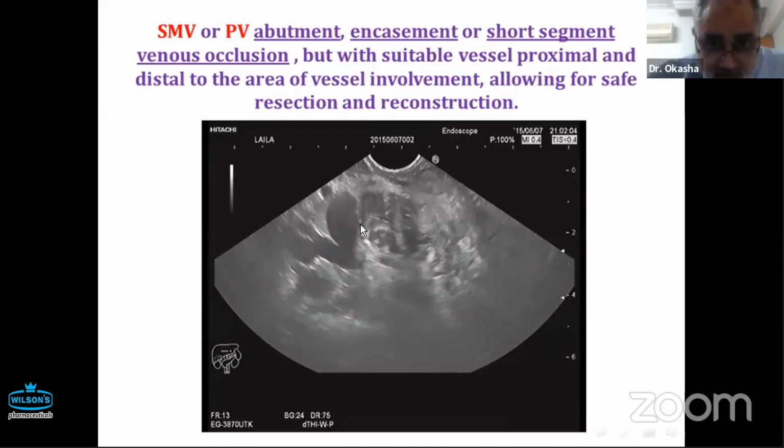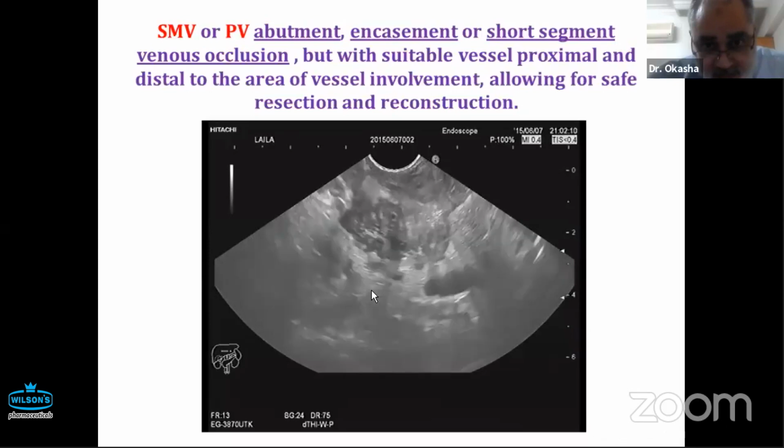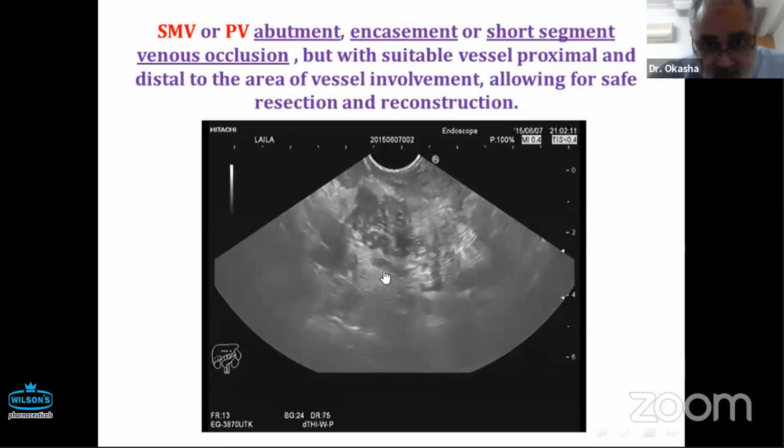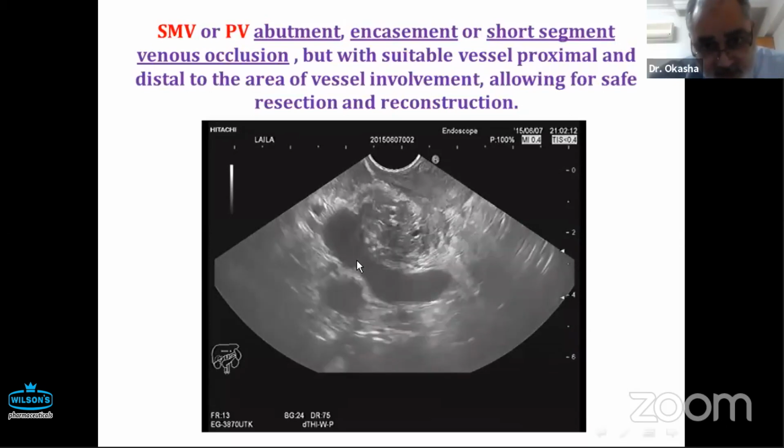And here the line of interface between the mass and the portal vein is unclear, so the vessel is involved, but the length is not too long. I think it is less than 2 centimeters. This is the mass, and this is very nicely seen. This is the venous confluence, and here the line of interface is completely lost. Here it may be somewhat clear, but here the line of interface is completely lost. So this is a borderline resectable tumor.